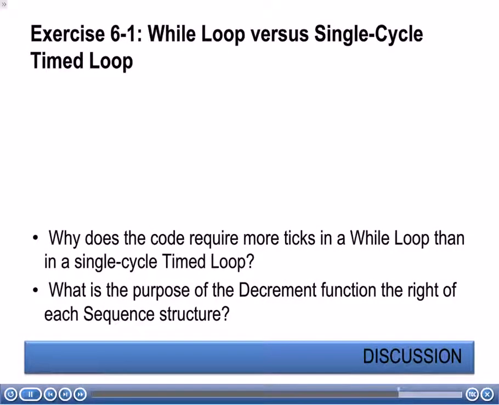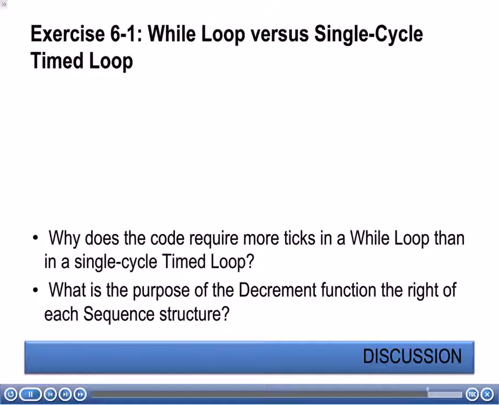Okay, let's do the discussion questions. The first one: why does the code require more ticks in a while loop than in a single cycle time loop? We talked about this earlier in this section. We're going to have to deal with the enable chain overhead, and also the while loop itself has a 2-cycle overhead. In a single cycle time loop, it's going to be optimized, right? And all that code inside a single cycle time loop is going to execute within 1 clock tick.